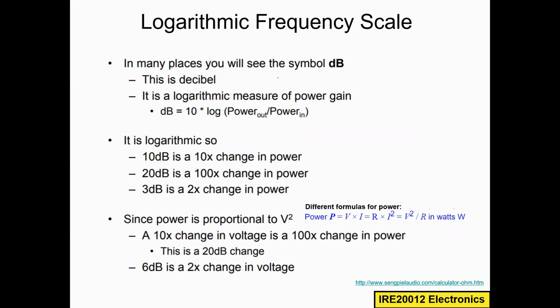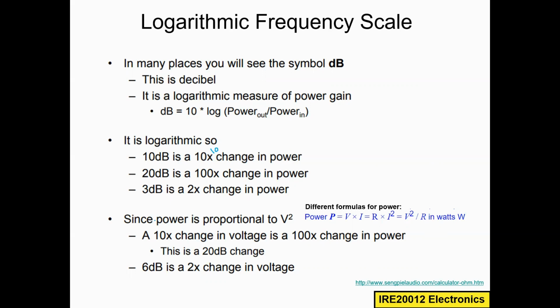In many places you will see the symbol dB, that is decibel. It's the logarithmic measure of power gain. So the formula is 10 times log of output power divided by input power, and it's logarithmic. We had already seen, 10 dB is a 10 times change in power. If you use 20 dB, it means a 100 times change in power. So 10 times another 10, that is 100. And 3 dB means a 2 times change in power.